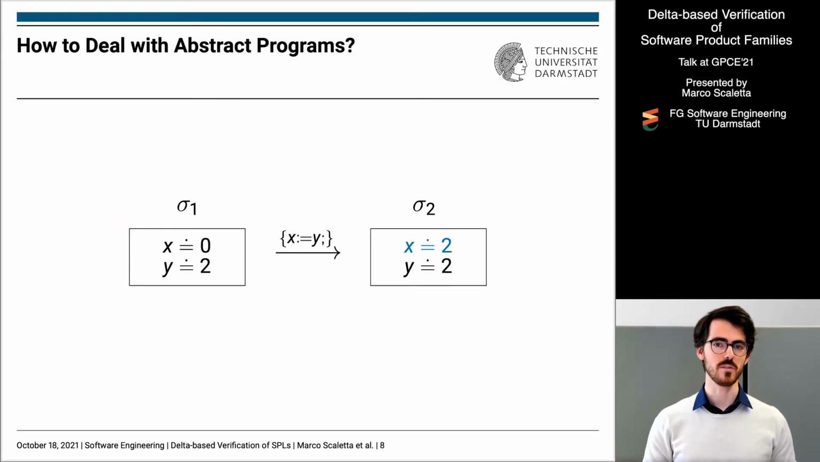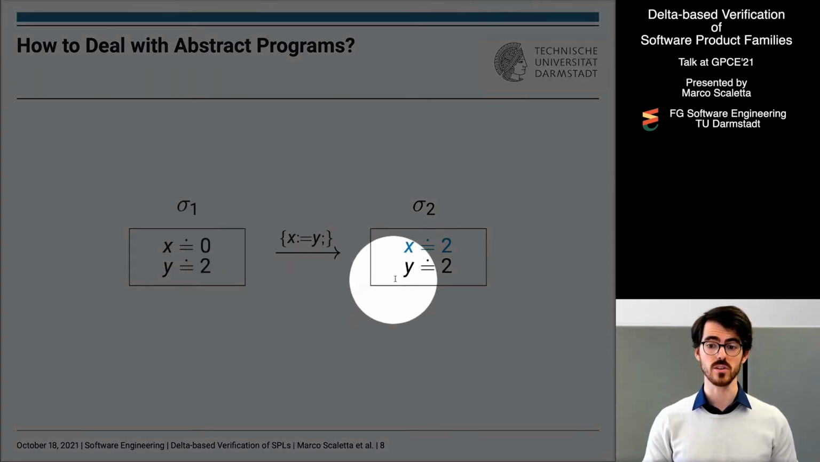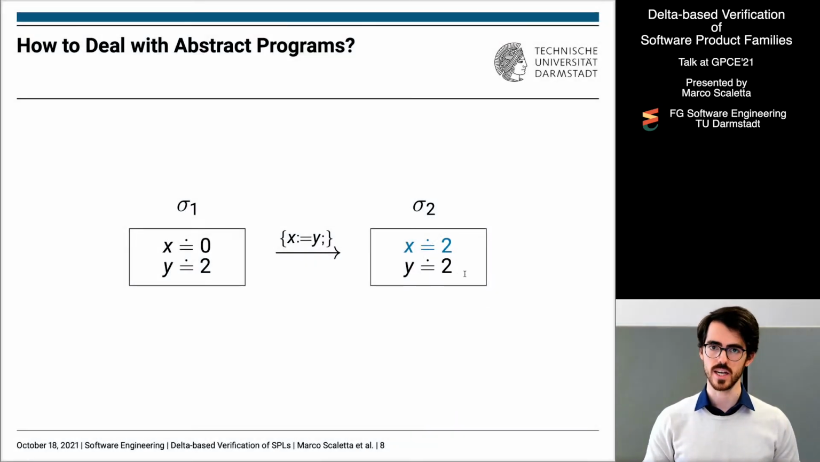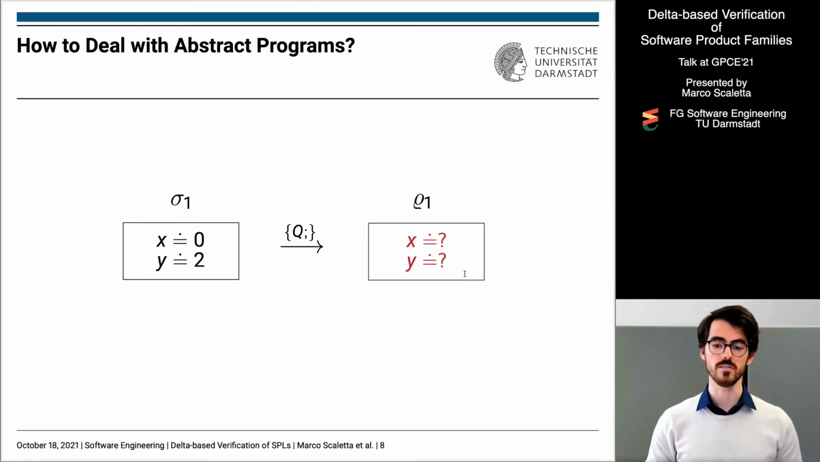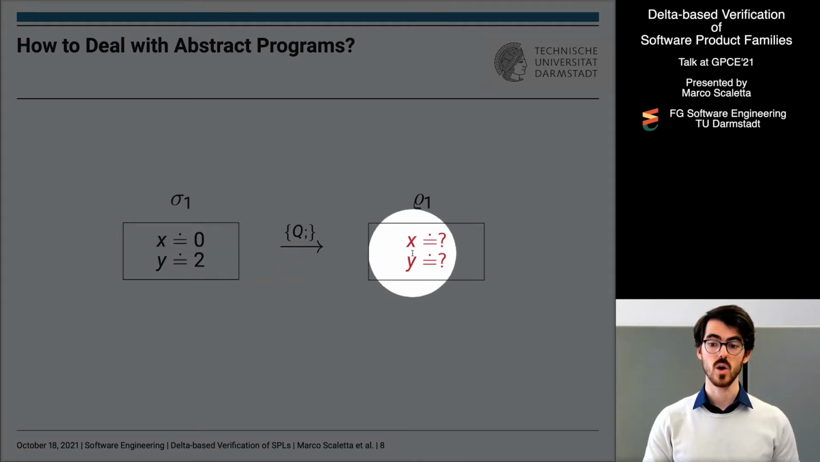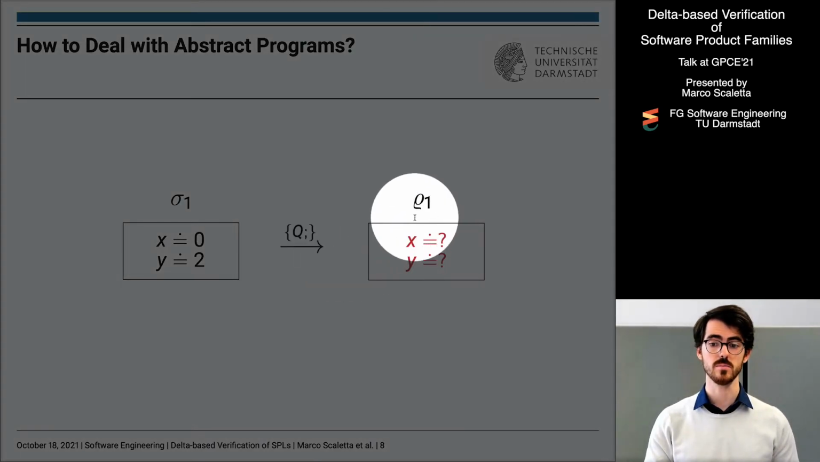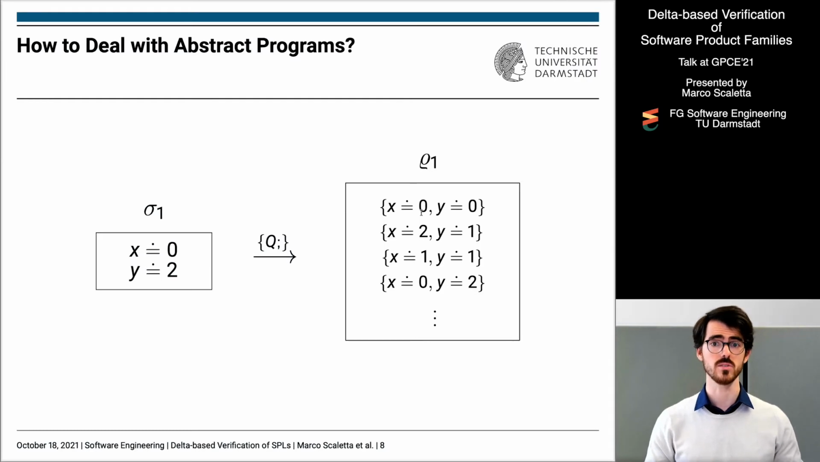Then we have to understand how to deal with abstract programs. For example, if we have a fully concrete update, it's clear what is the value of x in the state sigma 2. But if we have an abstract program executed in sigma 1, then we don't know which are the values of x and y. Actually we know that rho 1 is not a state, but a set of states, because it contains each possible configuration of x and y.